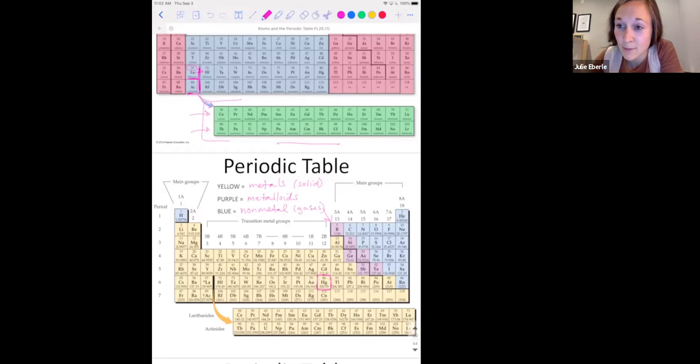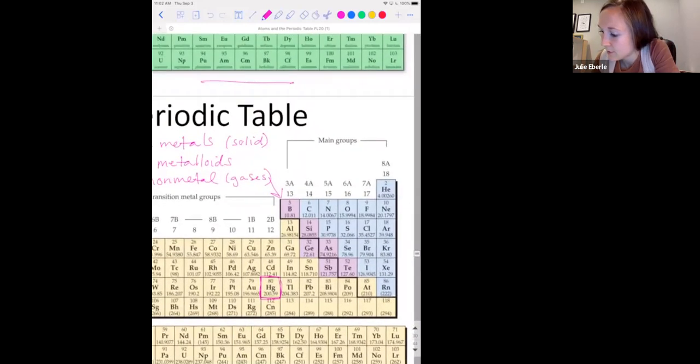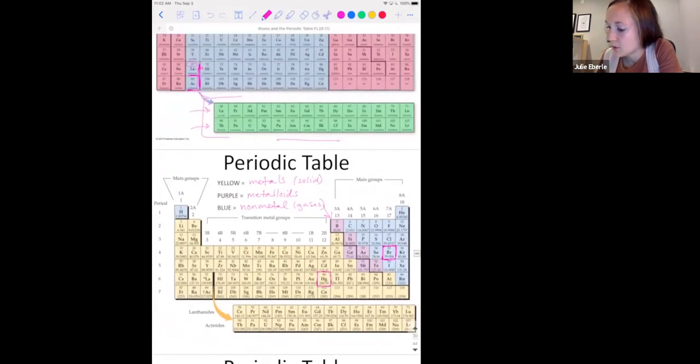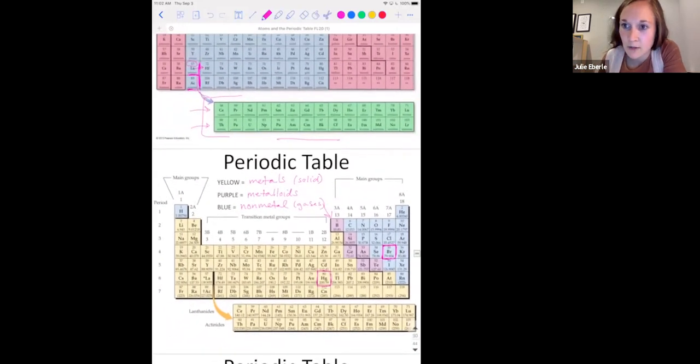There's one exception though. Anybody know our one exception? Which one of these blues is a liquid? So over here, it's bromine, okay? So these are our two exceptions. These exist as liquids, mercury and bromine. Otherwise, you've got solids and gases, okay? So that's important. If I tell you sodium, if I give you that element, you need to know, okay, it's a solid at room temperature. If I tell you nitrogen, you need to know it's a gas at room temperature, okay?